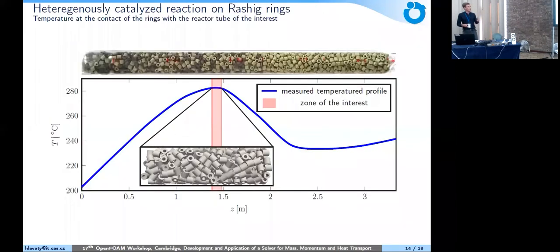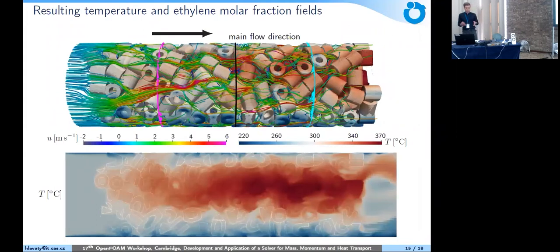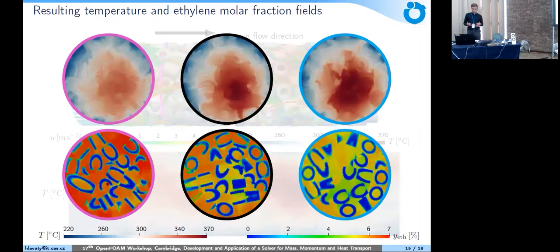So we have selected the most problematic zone with the highest temperature, and we study it using our solver with kinetics adjusted to oxychlorination based on some literature survey. Thanks to it, we can study the local flow field, the conversion of ethylene, and also local hotspots inside the Raschig rings bed and at the contact with the tube.